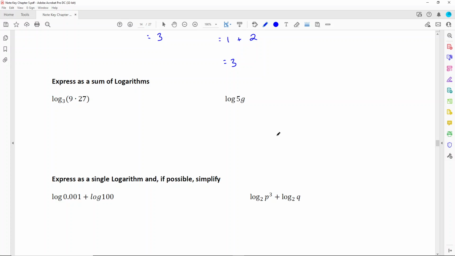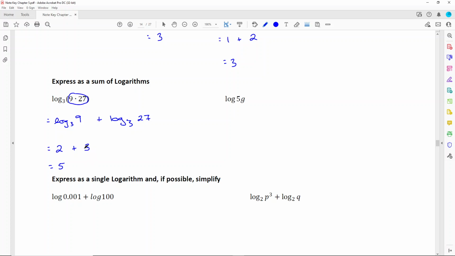So I want you to write these single logarithms as an addition or a sum of logarithms. For the first one, we have a multiplication, 9 times 27. So this is a single logarithm, and I'm going to write it as the addition of 2 logarithms, log to the base 3 of something plus log to the base 3 of something. And the something is that you just take each of these numbers. So it's log to the base 3 of 9 plus log to the base 3 of 27. And then from here, you're going to evaluate if you can. So log to the base 3 of 9 is, 3 to what exponent is 9, which is 2. Log to the base 3 of 27 means 3 to what exponent is 27, which is 3. And I could evaluate this as 5.